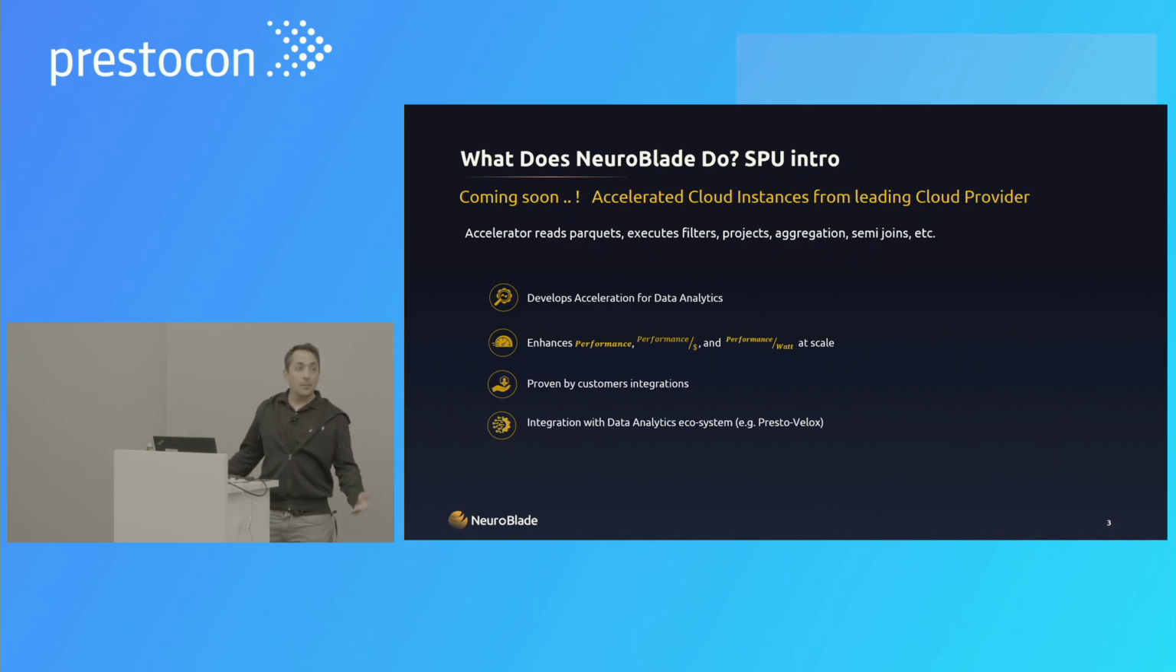So first I'll introduce our company. What do we do? We build a data analytics accelerator. It's hardware. We call it an SPU. This accelerator helps our customers scale their clusters efficiently. It is built with the data analytics workload in mind, so it's optimized for this type of workload.